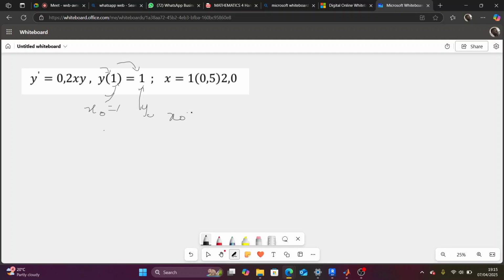Okay, x0 is equal to 1, y0 is equal to what? 1. So what do we do? Remember, we are given this function. This is called a step, h. What is a step? If this is x0, the following one is x1. What is x1? x1 is 1 plus the step. That's what it means.